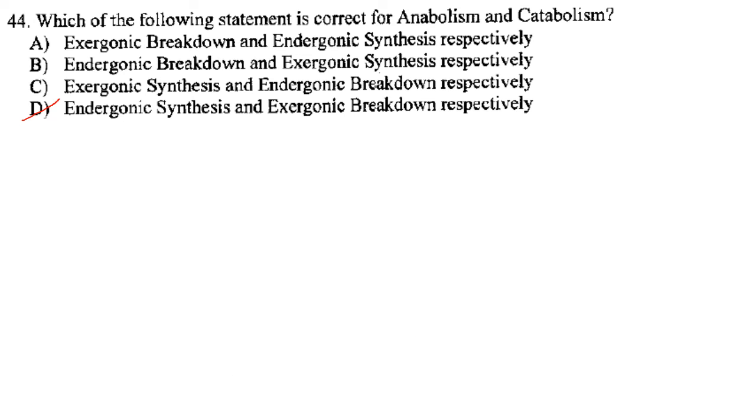Then which of the following statements is correct for anabolism and catabolism? Exergonic breakdown, endergonic synthesis. Answer here is endergonic synthesis and exergonic breakdown respectively. So endergonic reaction requires free energy to proceed. So energy is absorbed from the surrounding. And exergonic reaction releases energy to the surrounding. So endergonic synthesis and exergonic breakdown respectively.